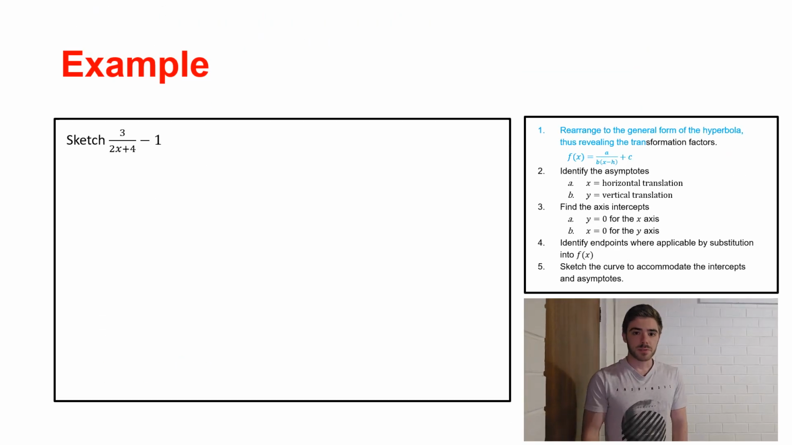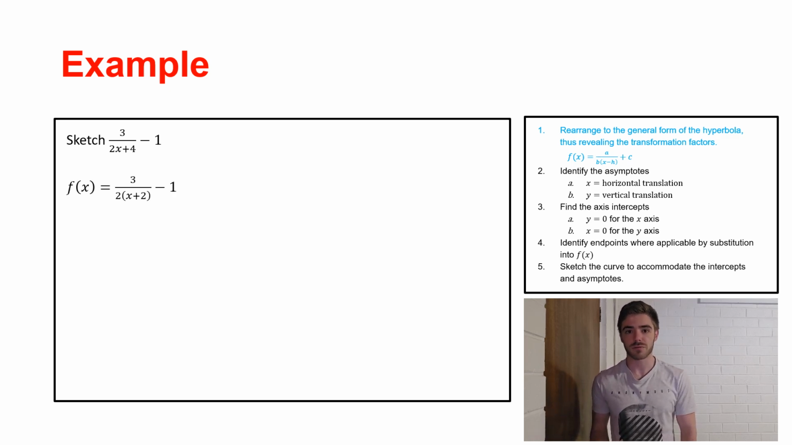To start with, we just want to make sure that we're using the general form of the hyperbola before we begin. The reason why we do this is because it makes it much easier to figure out what each of the actual terms are. In this case, all we have to do is take the coefficient of 2 off of the x out as a common factor. From here, we can easily identify where the asymptotes are.